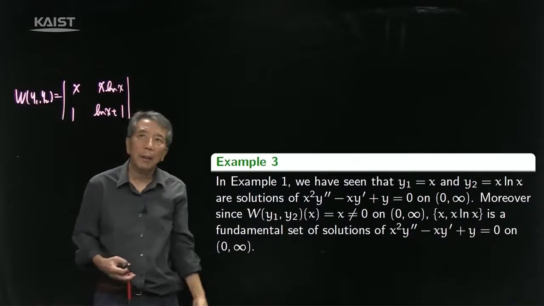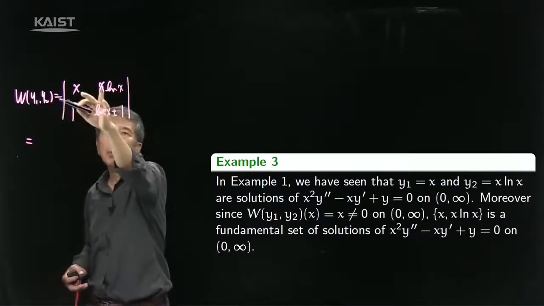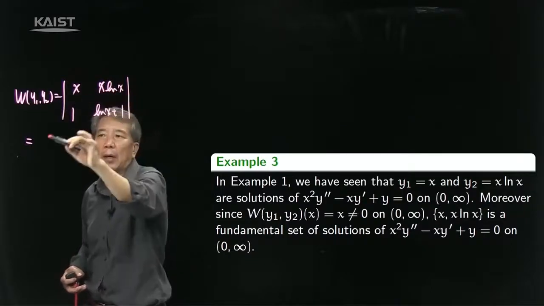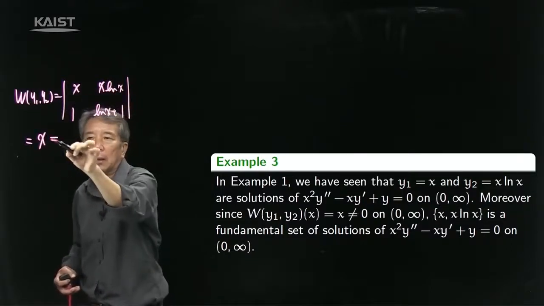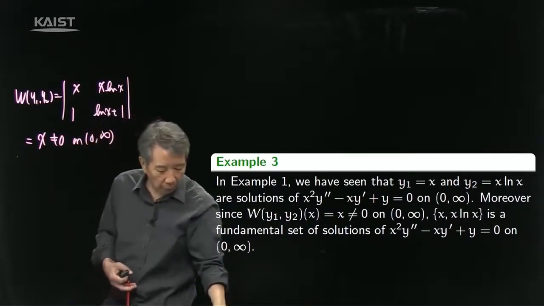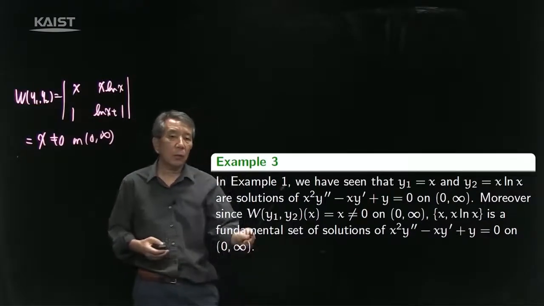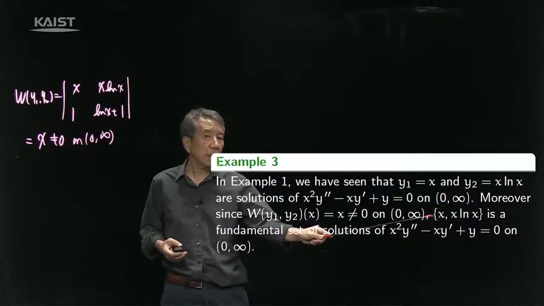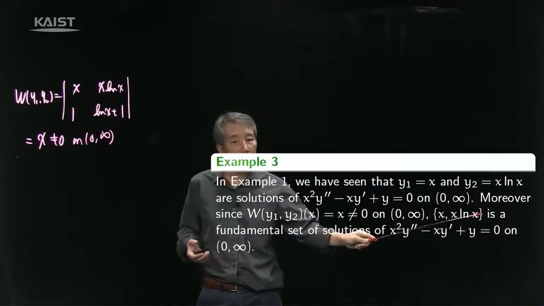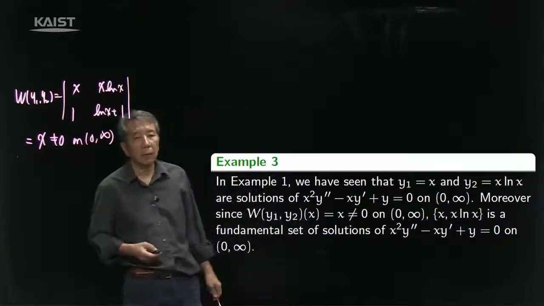Then how much is the determinant? x log of x plus x minus x log of x, that is x. This is never 0 on the interval from 0 to infinity. What does that mean? By the Wronskian test, the two solutions, x and x times the log of x, are a fundamental set of solutions to the given homogeneous second order differential equation on the interval from 0 to infinity. We can confirm it.